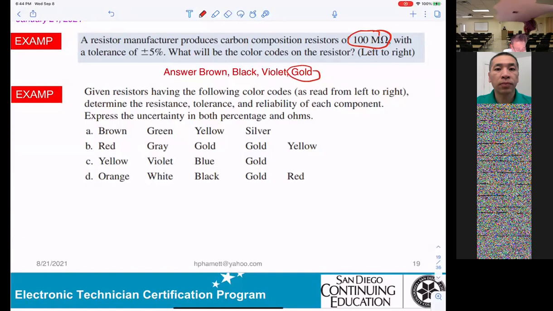And also the other example, they give a resistor with the colors brown, green, yellow, silver. They want to know the value, plus or minus how many percent. Okay. For this one, can you tell me plus or minus how many percent for the A? Who's telling me for number A? I don't care about the value right now. I care about the tolerance. How many percent?